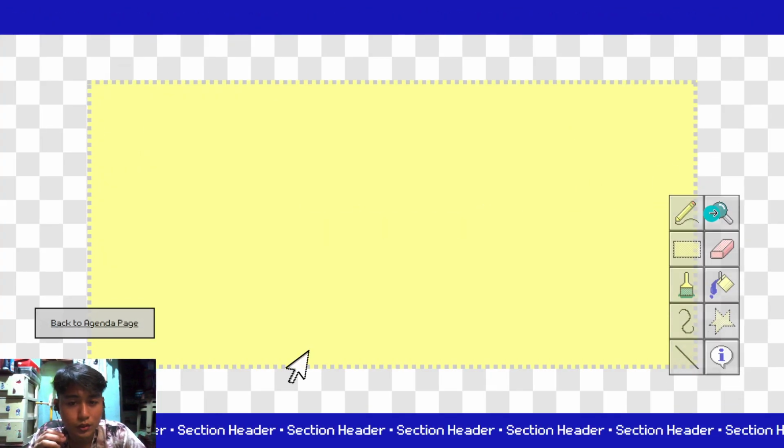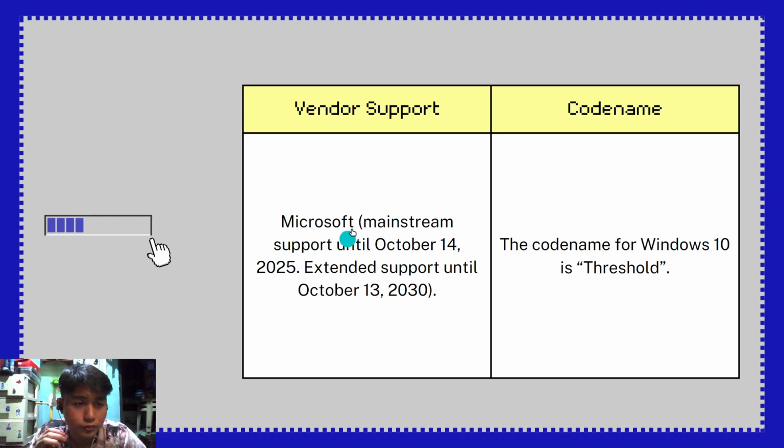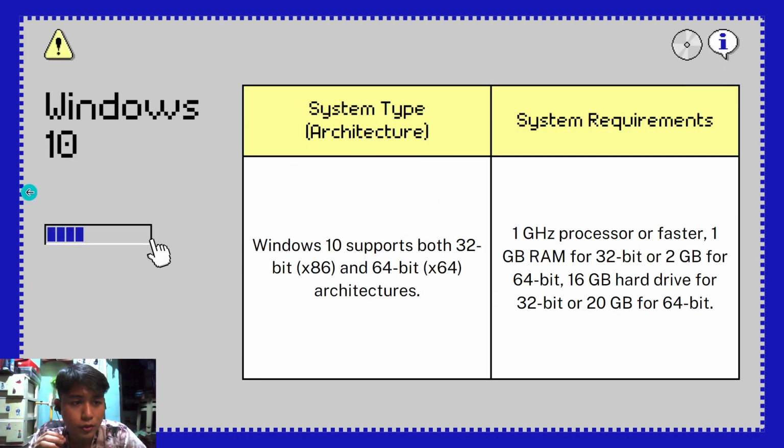Next is Windows 10. Microsoft mainstream support is until October 14, 2025, and extended support until October 13, 2030. The codename of Windows 10 is Threshold. I don't know how to pronounce it, but it is called that. Let's move on. System type of Windows 10: it is supported by 32-bit and 64-bit architectures just like other Windows.